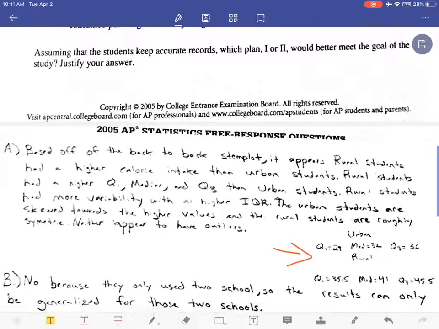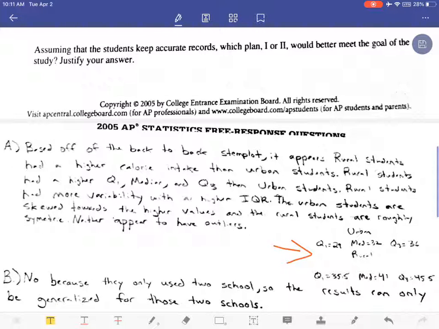Rural students had more variability. For this one, you didn't have to actually use the specific values. But if I wanted to, I could say the interquartile range for the rural was 10 and the interquartile range for the urban was 7. Remember, just do Q3 minus Q1 to further back up my claim. But you didn't have to include specific values for this question. Usually, anytime you're comparing two different distributions, you don't have to write down the specific values of each one. You just need to write down which one's higher and which one's lower. Whereas if we were looking at just a regular STEM plot, not a back-to-back, with just one set of data, you'd probably want to write down the specific values.